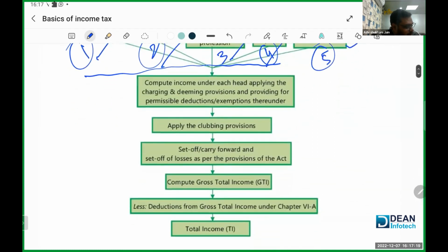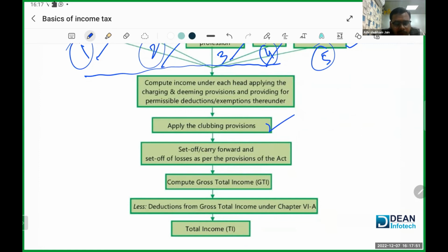The next step is applying the clubbing provisions. What do we mean by clubbing provision? If we have a child, like a son or daughter who is under the age of 18, and he goes somewhere and wins some kind of prize money, or if he is doing some kind of small business and is earning some money, he is not liable to pay income tax, as he has not crossed the age of 18. He is not liable to make a PAN card. That is why the clubbing provisions attract.